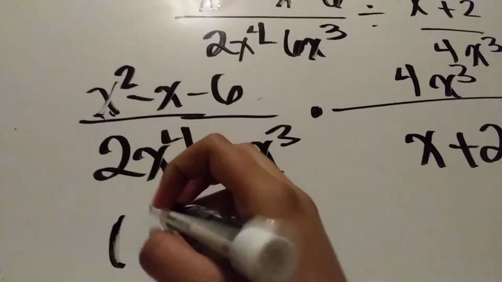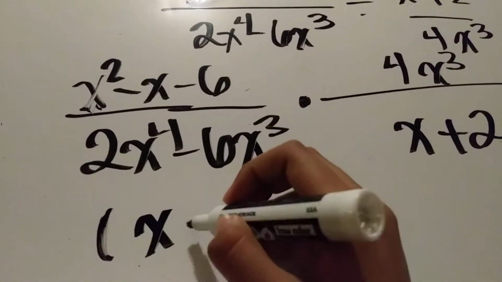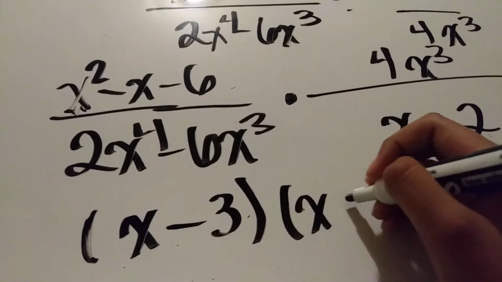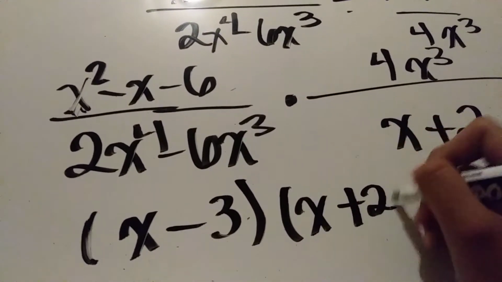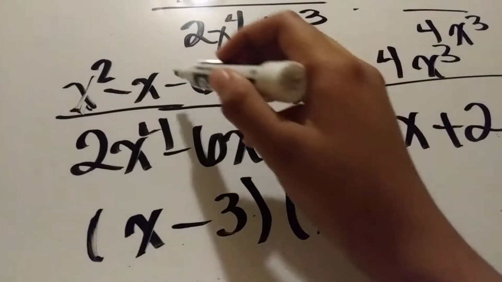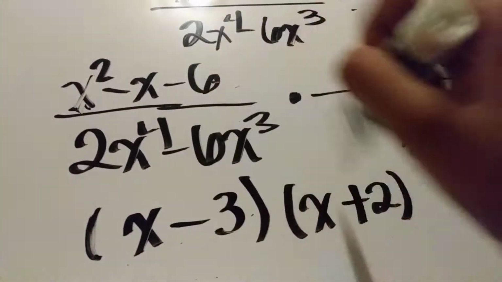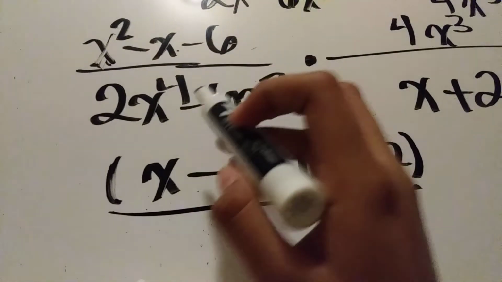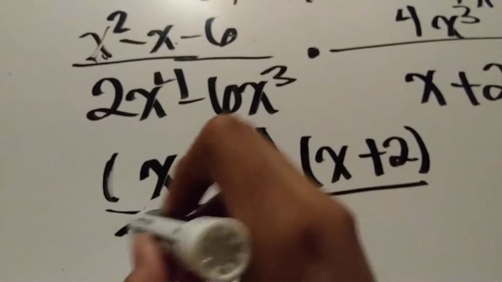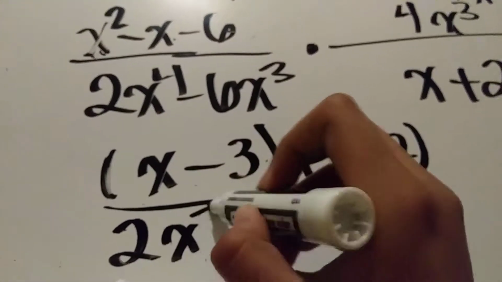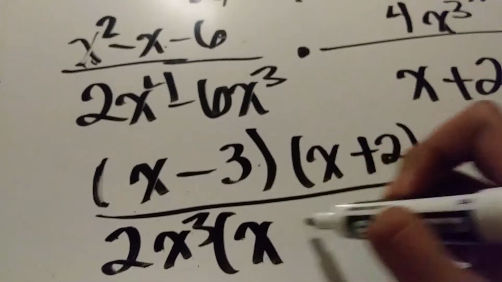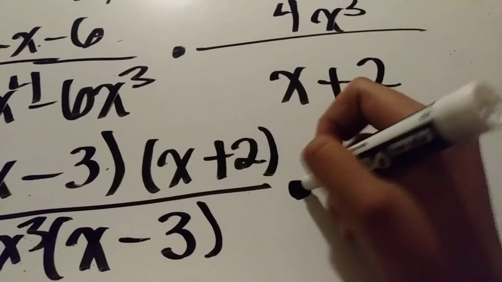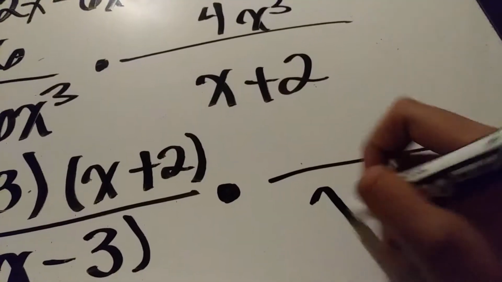So this would be x minus 3, x plus 2, because that equals negative 6, and then when you FOIL, you get negative x. And to factor that out, you can factor out a 2 and x cubed to get x minus 3. And then for this, you just leave it the same.